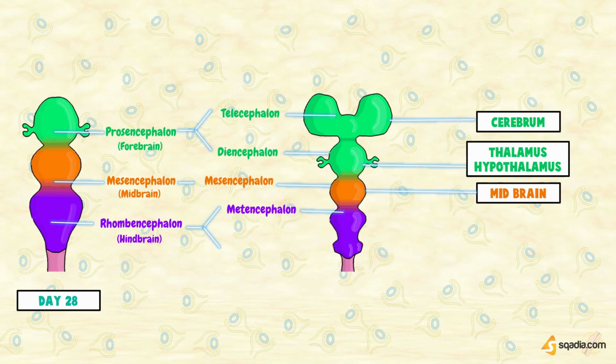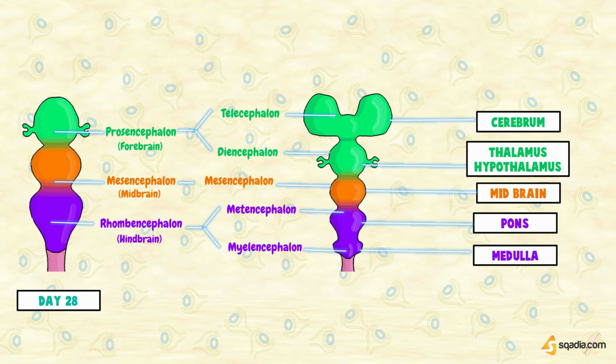Metencephalon and myelencephalon. This metencephalon becomes the pons. Myelencephalon becomes the medulla, while this is spinal cord. But in this video, you need not remember all these. Let's just focus on diencephalon.